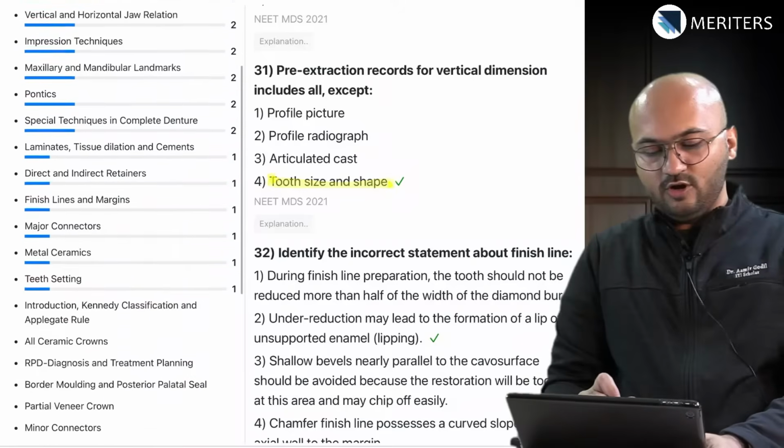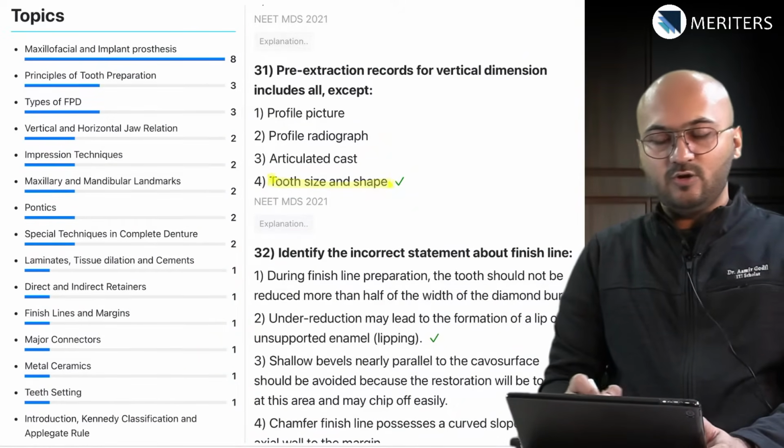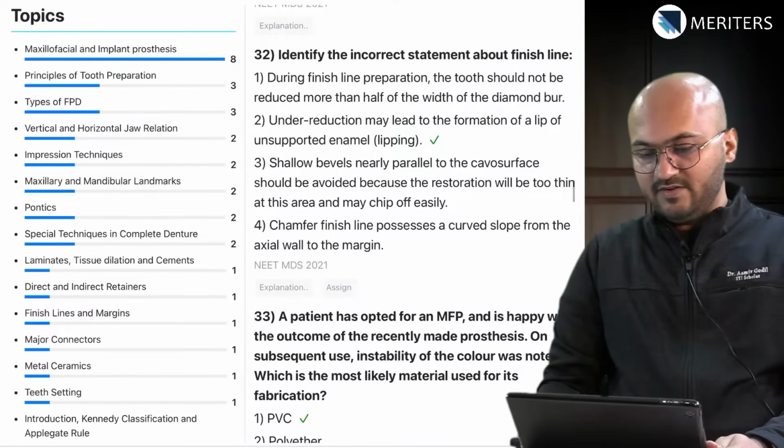I hope you are following all the topics on the left side. So whenever I'm assigning a question, it will start blinking and you will identify which topics are relevant.